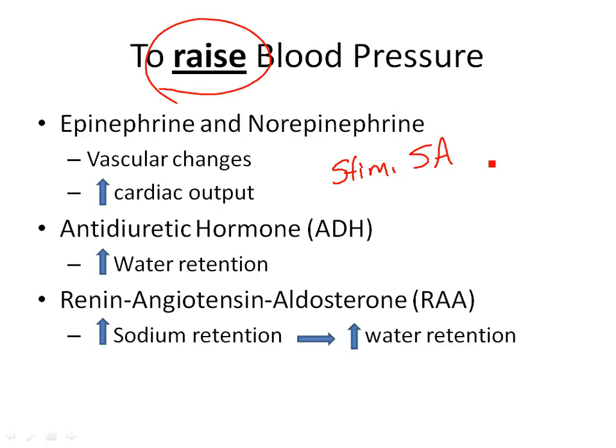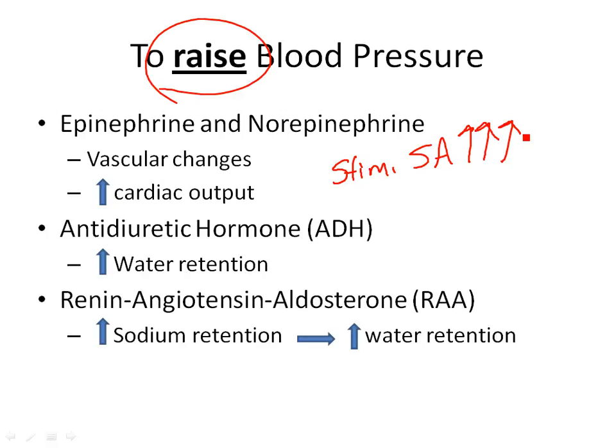You should be familiar with SA node from your cardiac conduction. So your sinoatrial node is going to be stimulated to fire faster. Okay, so that's going to increase your cardiac output. The second thing we want to mention here, and we're going to talk a little bit more about, is antidiuretic hormone. Antidiuretic hormone is going to be secreted from your posterior pituitary gland when blood pressure needs to raise.